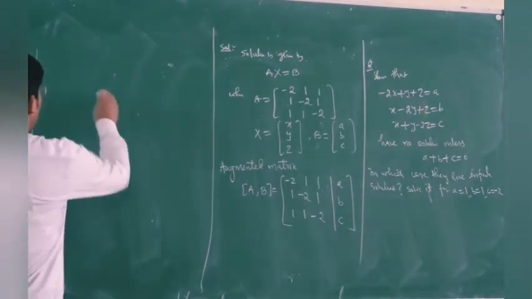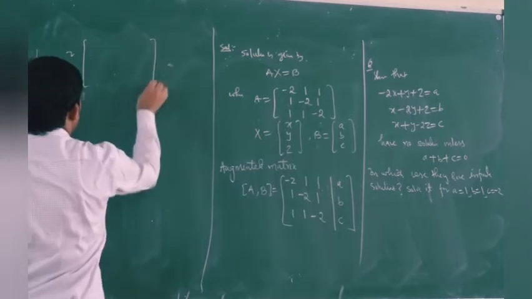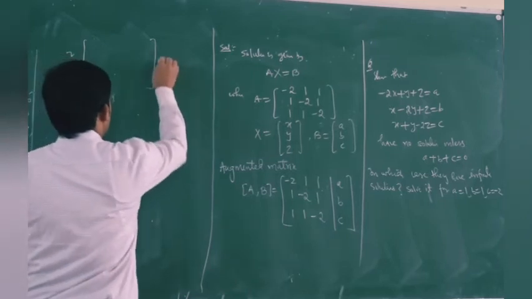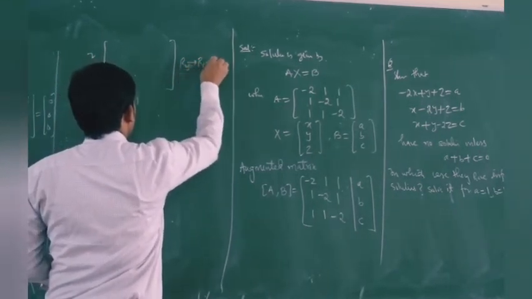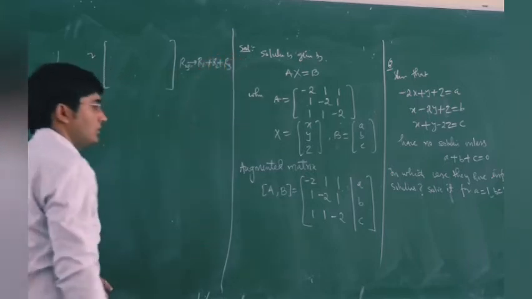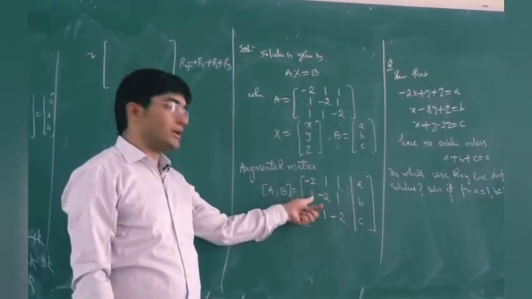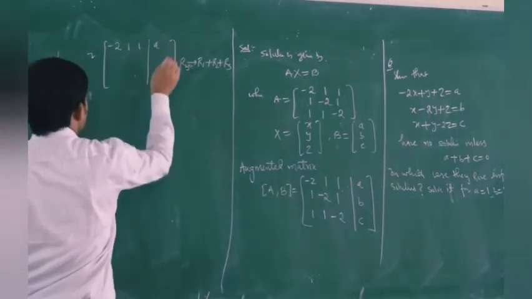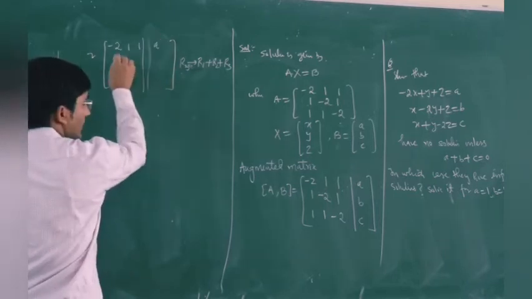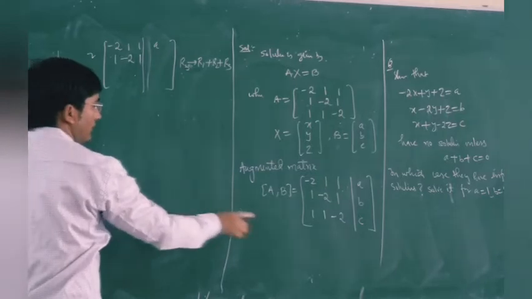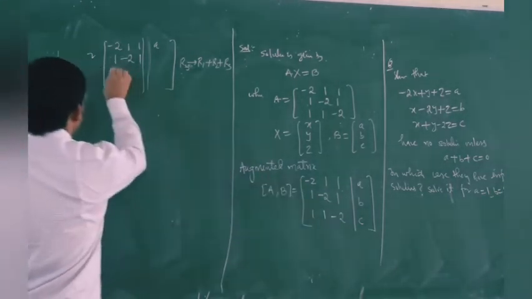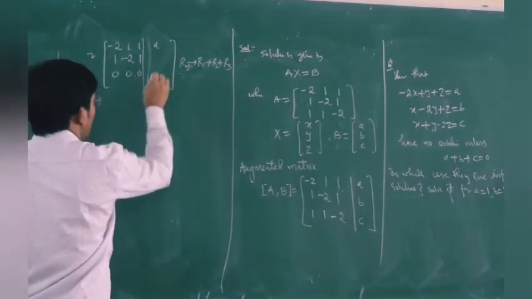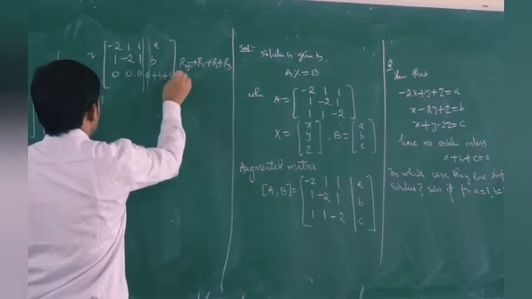Now let us have the operation R3 equal to R1 plus R2 plus R3. So that means let us add R1 and R2 in the row R3. So we have minus 2, 1, 1, a, then we will have 1, minus 2, 1, and then this will be b. 2 minus 2 will be 0, then this is again 2 minus 2 is 0, third row will be again 0, and here we have a plus b plus c.